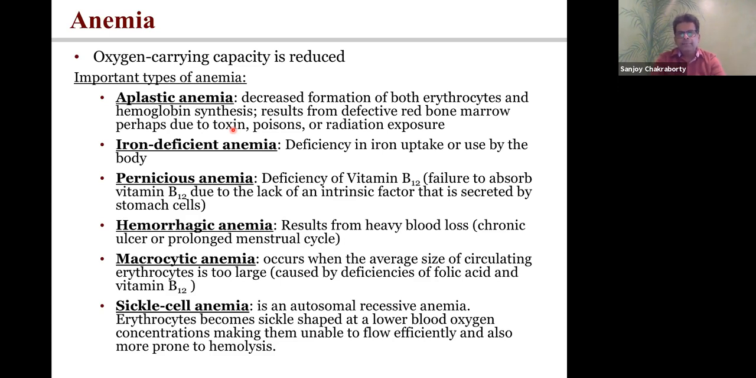Now, with simple logic, it can happen either because you have fewer red blood cells, because you're not producing enough, or you have less hemoglobin, because you're not producing enough hemoglobin. So less production can cause the problem. Second, loss can cause the problem. Let's say you have enough blood, but you're losing too much.